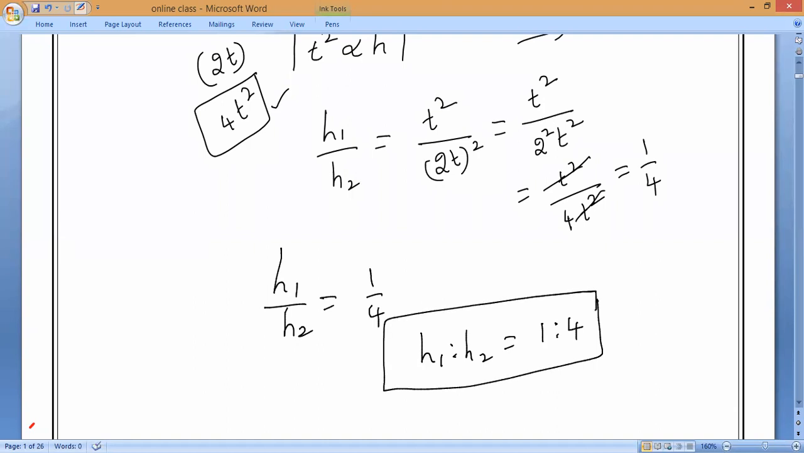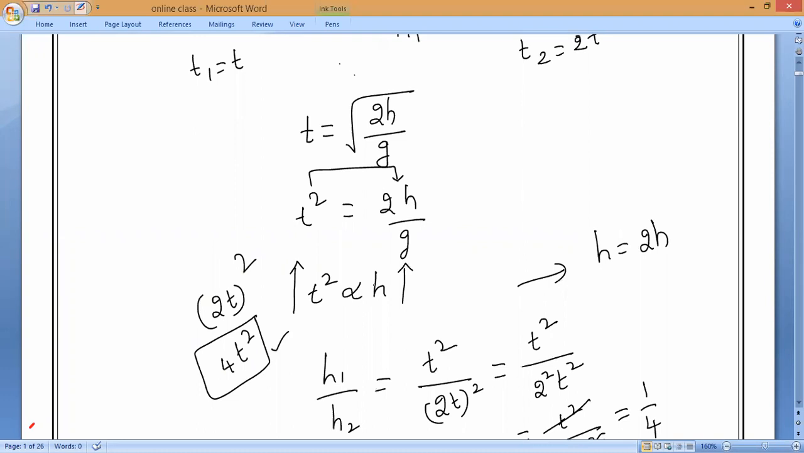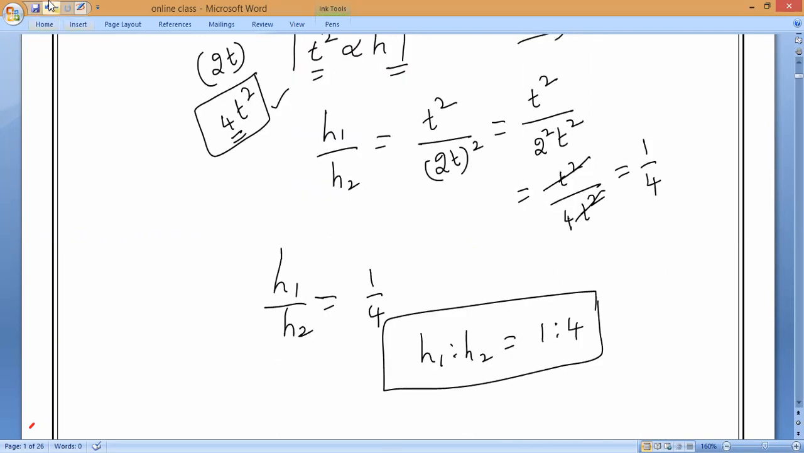That's all. For such a simple question, you people are fighting like this. Okay, carry on, solve it. Here you only have to remember one thing. What is the relation between height and time? Height is directly proportional to time square, or time square is directly proportional to height. So if height becomes double, time square increases 4 times. That is what you have to remember. If you know that, the answer is easy: 1 is to 4.